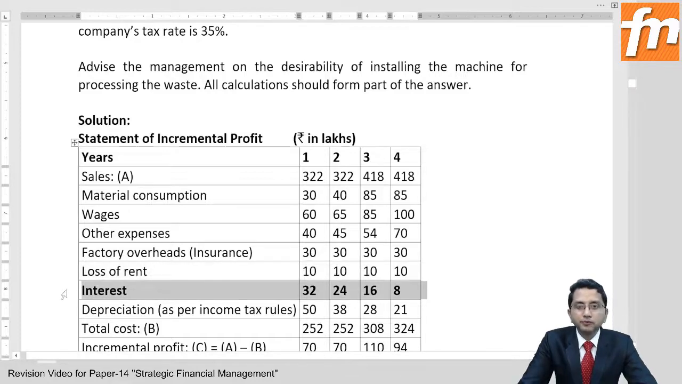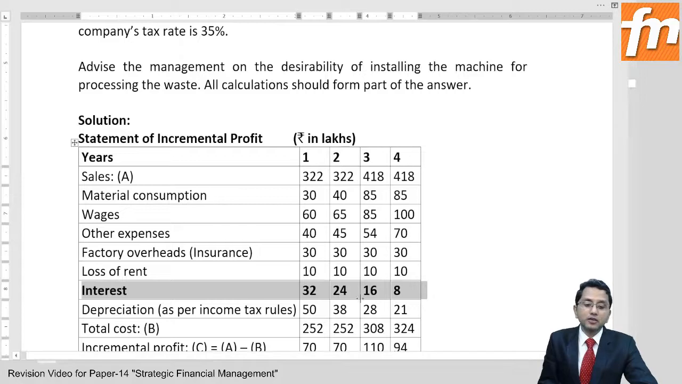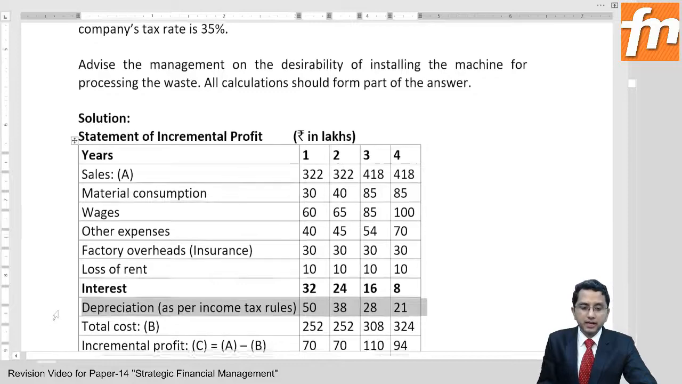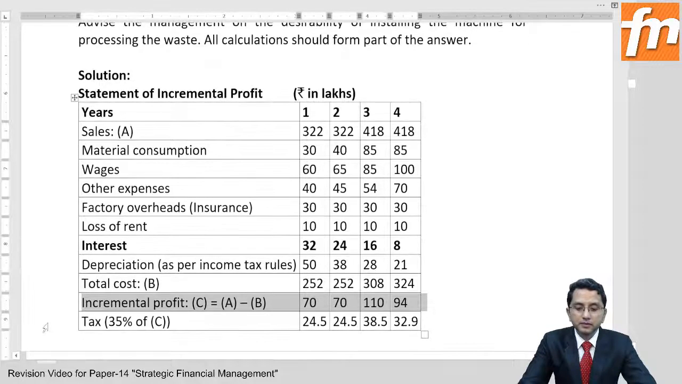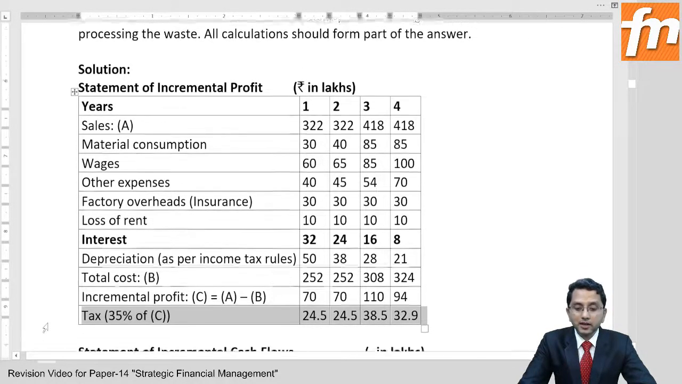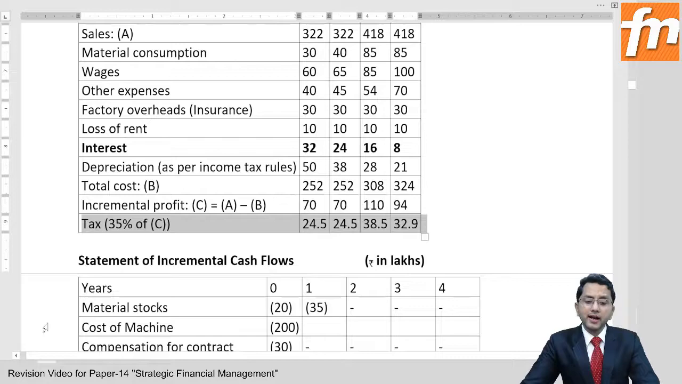Interest, 200 lakh into 16% is 32 lakhs. Then 150 lakh, because 50 lakh is repaid, 150 lakh into 16% is 24 lakh. 100 lakh into 16% is 16 lakh. 50 lakh into 16% is 8 lakhs. Depreciation, as it is given in the question, I have taken it as it is. So total cost is here. Sales minus total cost is my incremental profit minus income tax at the rate of 35% will give me profit after tax. Several other items to be considered.